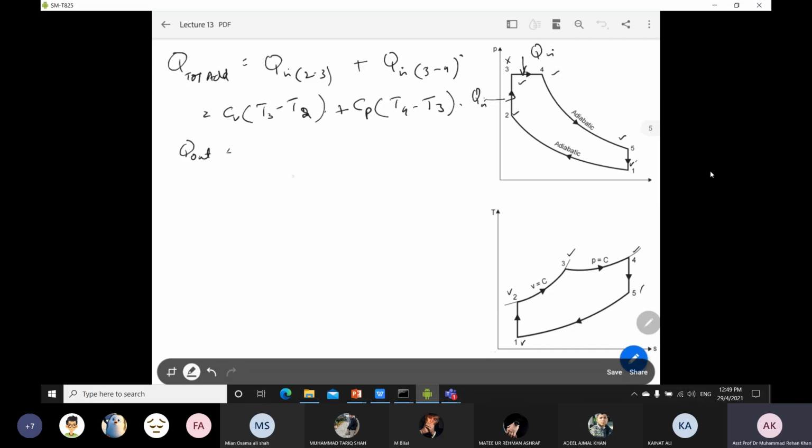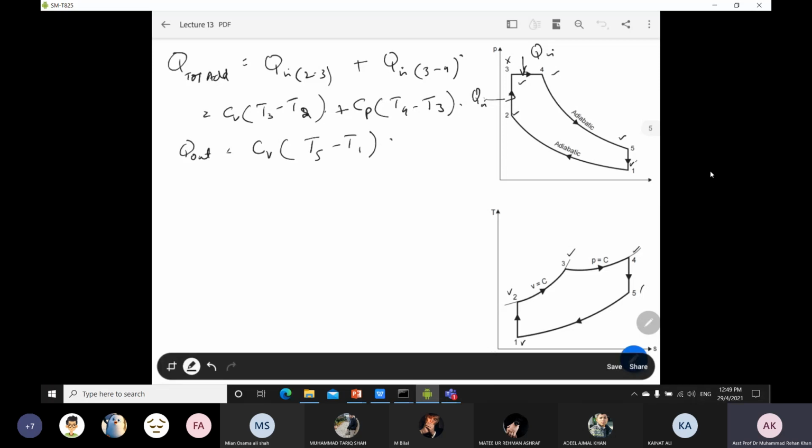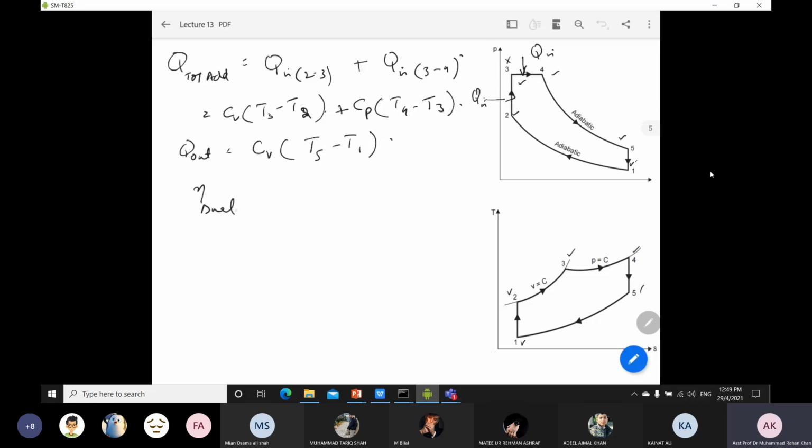Okay, so now coming to the Q out. Q out is the constant volume heat rejection process, so it means that it will be Cv times (T5 minus T1). Now we have both equations, Q in and Q out, so from there we can develop one equation for efficiency. Efficiency of dual is 1 minus Q out over Q in. You can say it will be equation number A or equation number B, or you can put equation number C.